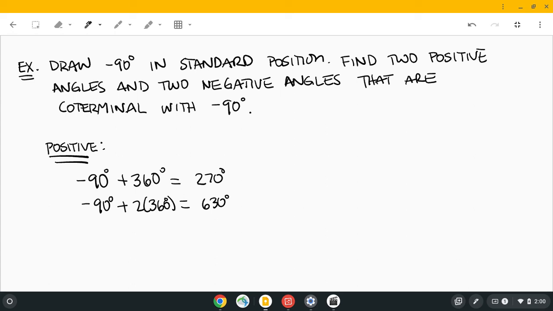If I wanted a third one, then I could do negative 90 degrees plus 3 times 360, right? And whatever I get there. Okay, if I wanted a fourth one, then I could do negative 90 plus 4 times 360. Okay, and then same thing with negative.